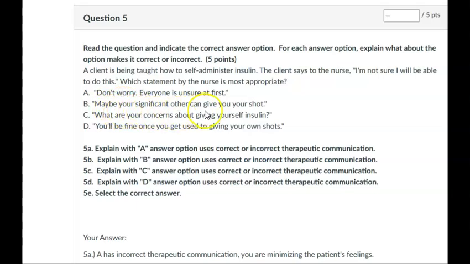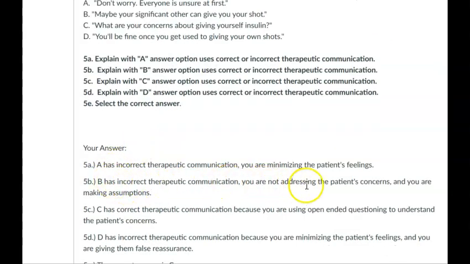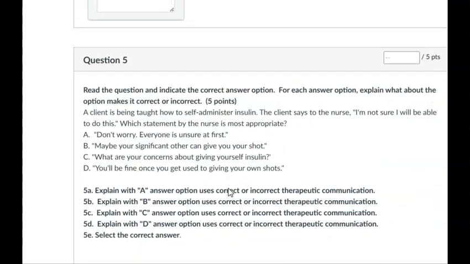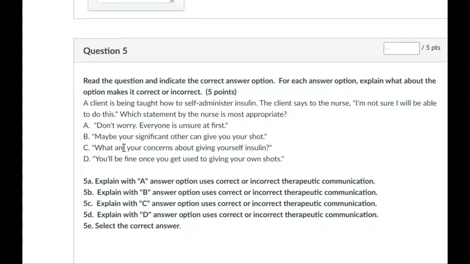B, maybe your significant other can give you the shot. B is incorrect. You're not addressing the patient's concerns. You're making assumptions, rather. So B is not correct. She's saying, I'm not sure I will be able to do it. Remember, your answer options usually will relate back to the patient. So this answer option is saying, let's have somebody else do it for you then. But it doesn't give the patient time to talk about their concerns.